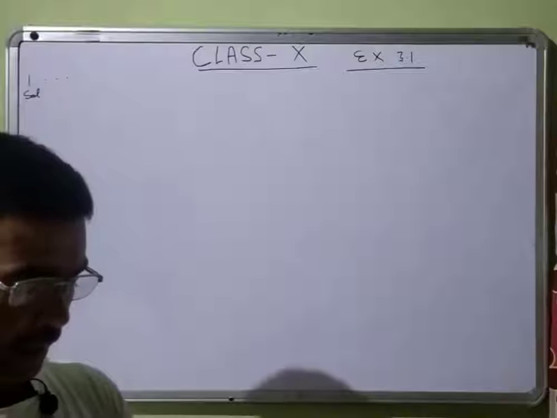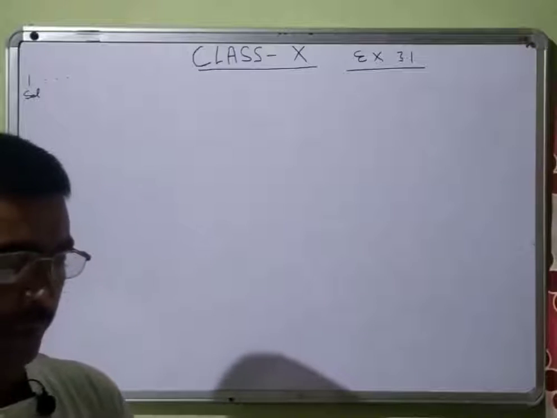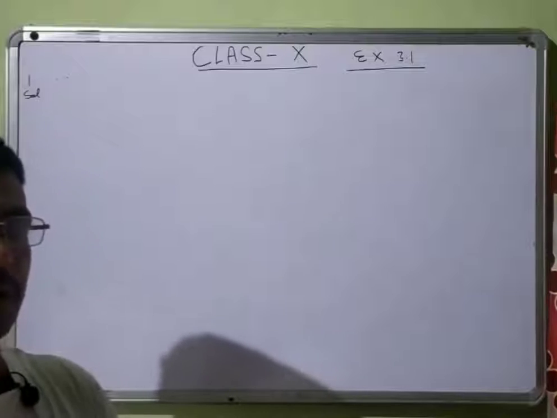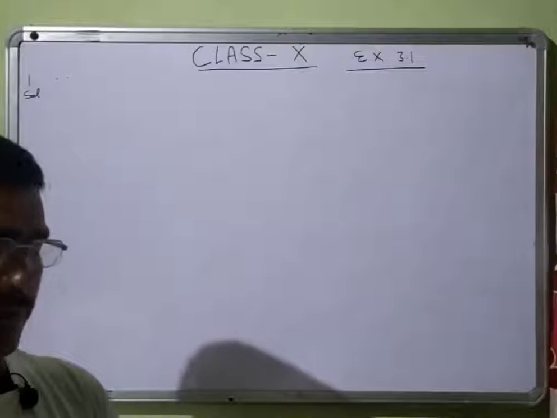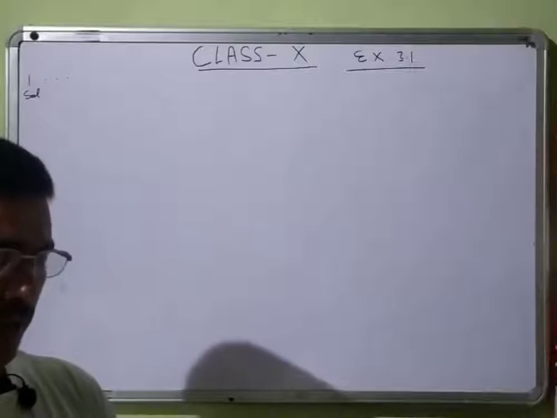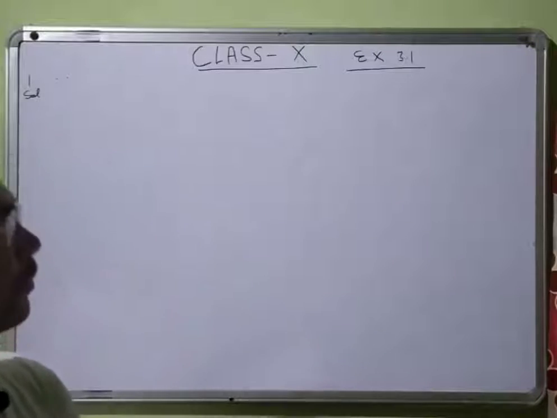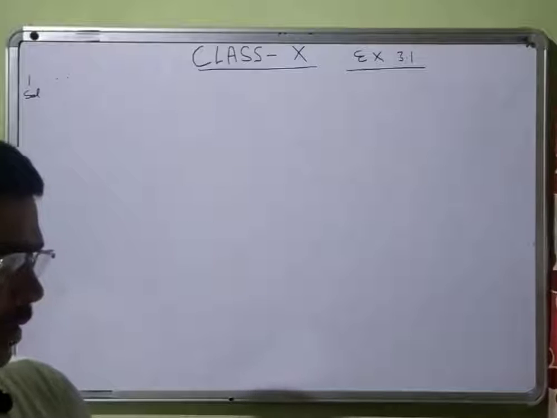Today, chapter number 3, pair of linear equations in two variables. Two variables means where we will use two English alphabets like x, y, a, b, etc. Exercise 3.1. Question number 1.